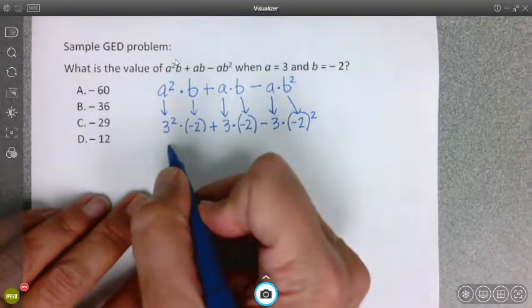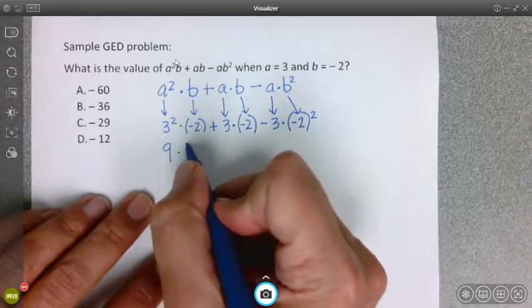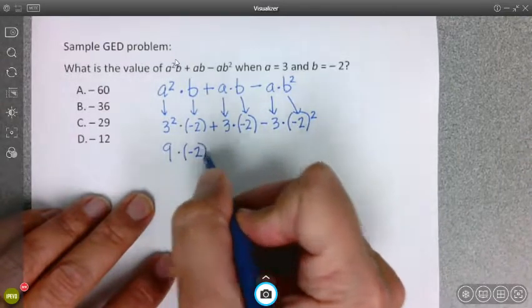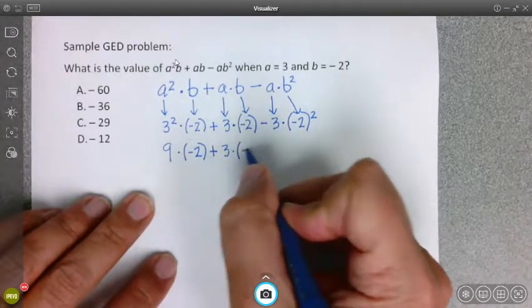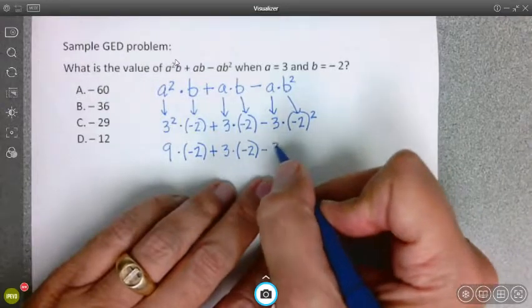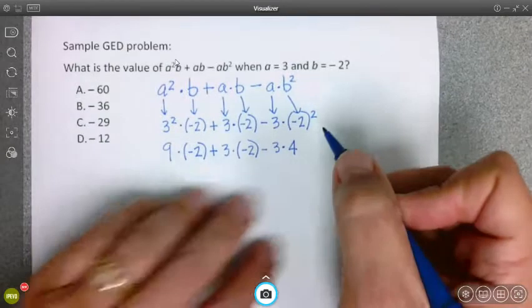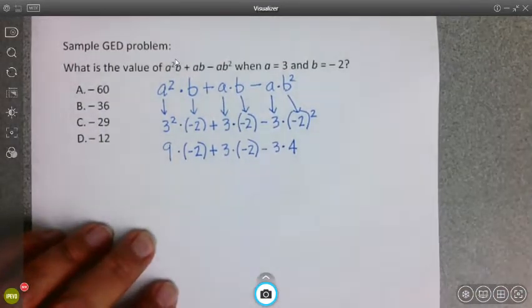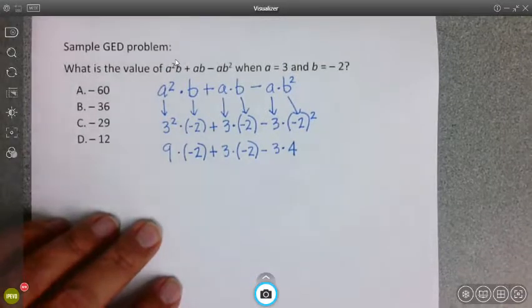So 3 squared is 9. 3 times 3 is 9. I'm going to bring down the -2 that it's being multiplied by. Notice I'm using order of operations, so I'm doing all the exponent terms for all the exponent pieces first. And then -2 times -2 is a +4. I don't need the parentheses around that result because it's not a negative number anymore. And then now I just continue by doing my work going down.